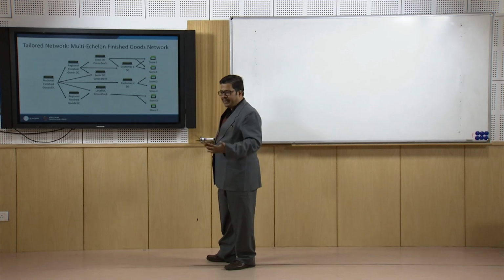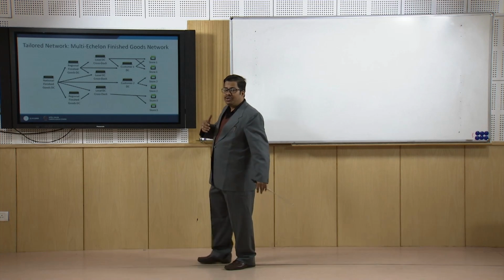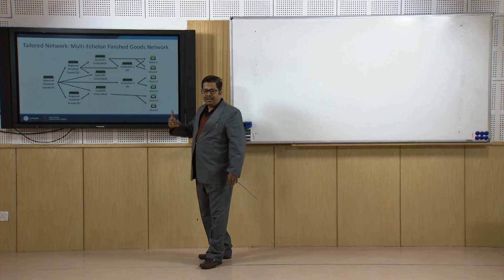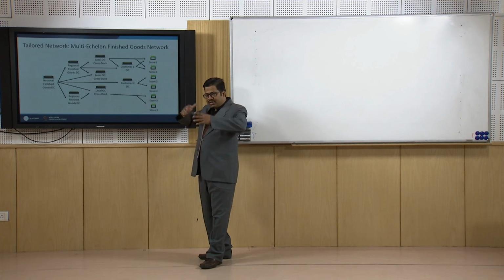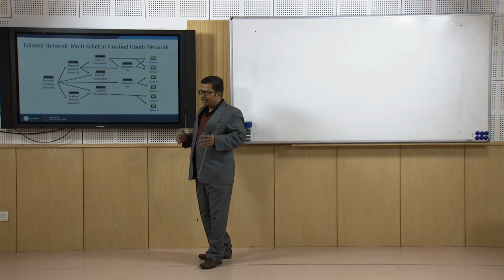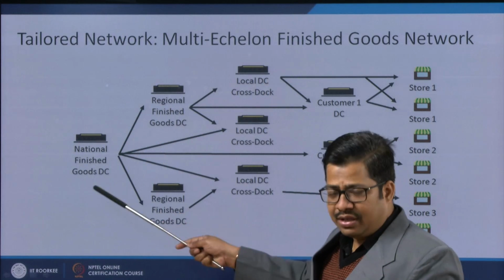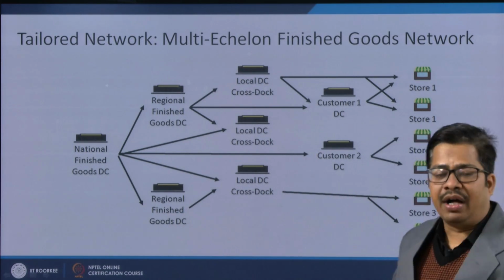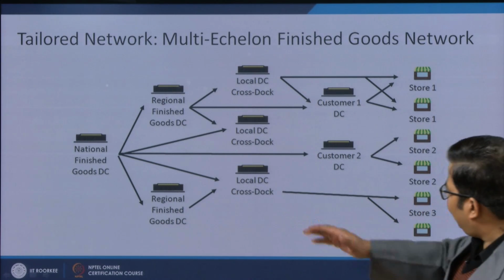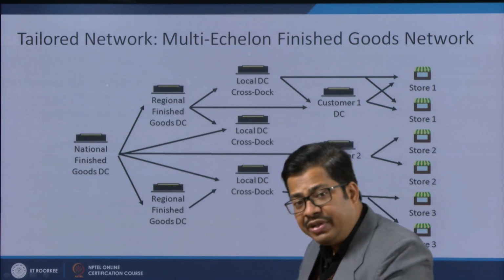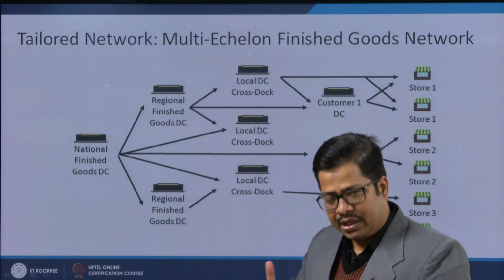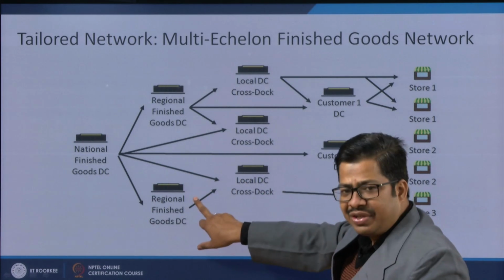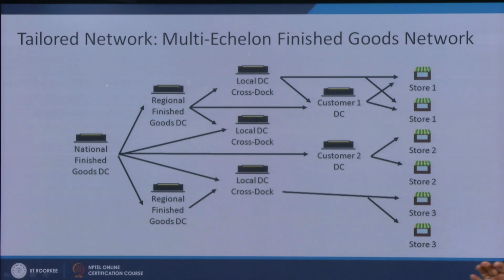So these changes are taking place because we want to fulfill the customer's requirement in the minimum possible time. If we are serving a country like India with one single finished goods distribution center, the response time will be very high. So we want to reach very close and even maintain economies of scale, and therefore from national we are going to regional and finally to the local distribution center.